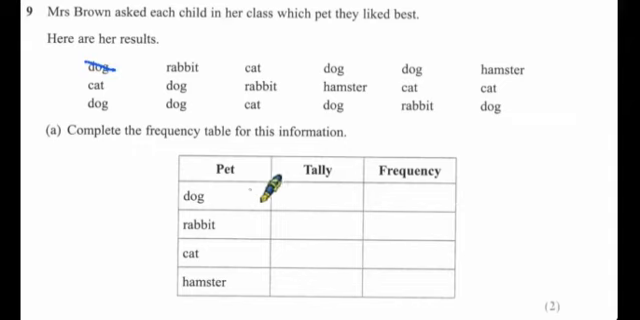So the first item will be a dog. The tally starts with a 1. Then we have a cat, and we are going to complete the tally one mark at a time. There is a rabbit. Then we have 2 dogs. 1, 2. Then a cat, a rabbit, and a cat.